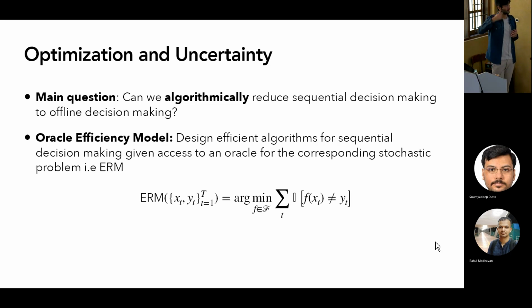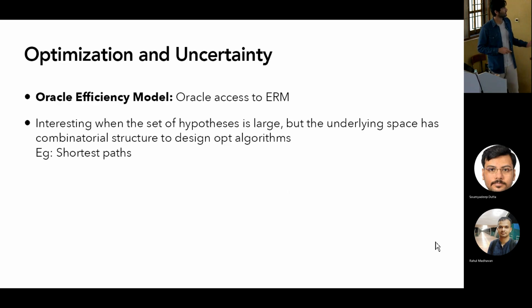And one way to capture this is the oracle efficiency model, where we are asked to design efficient algorithms for sequential decision making, where you are given an oracle corresponding to the stochastic problem, which corresponds to empirical risk minimization. The oracle takes as access x1 to xt, y1 to yt, any data set, and it outputs the best hypothesis in the class for this data set. That's what the oracle does. This is interesting when the set of hypotheses is large, but the underlying space has combinatorial structure. The prototypical example is optimization algorithms such as shortest paths on a graph. The set of things that you're optimizing over is exponentially large, but you have efficient optimization algorithms for this set.